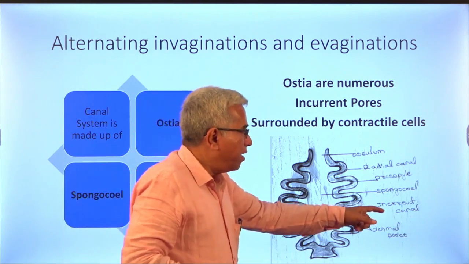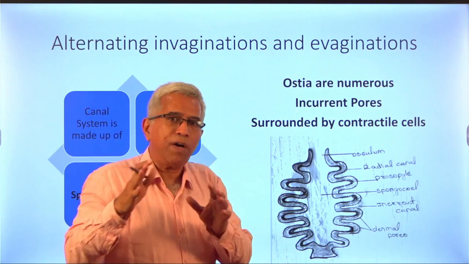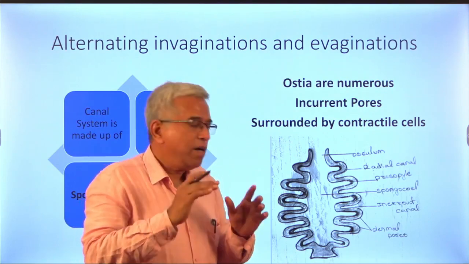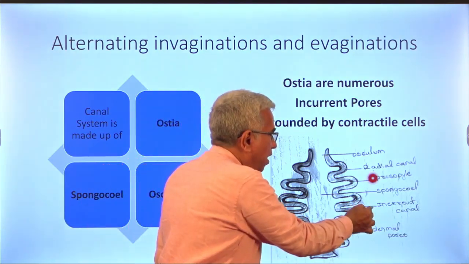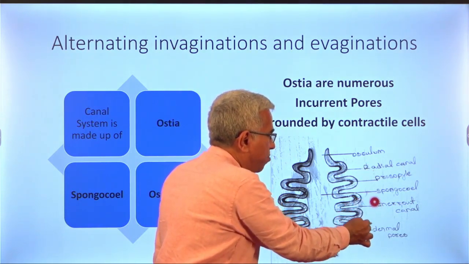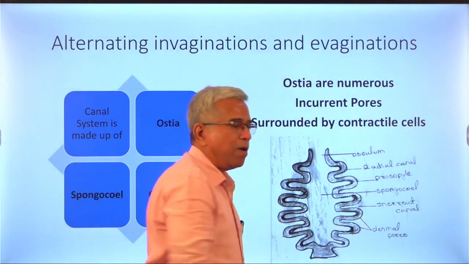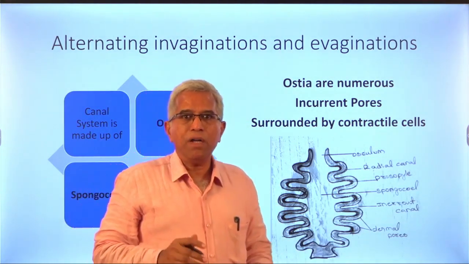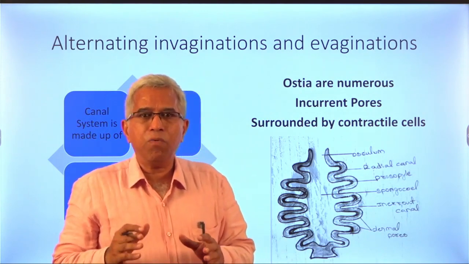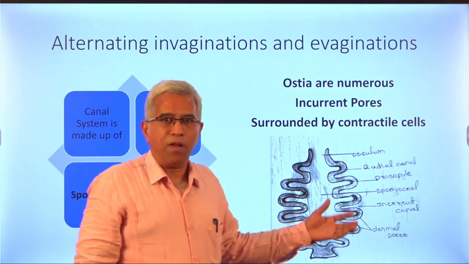And incurrent canal contains one pore called ostia through which water enters. Whereas this incurrent canal and the radial canal, which are running parallel to each other, are communicated through one pore called prosopyle. So what is prosopyle? Prosopyle is the opening through which incurrent canal opens into the radial canal.